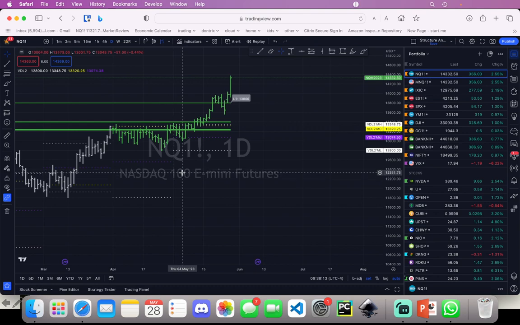So any pullback is a buying opportunity, right? Any pullback into our level one is a buying opportunity. Sometimes the level one could break, and then up to level two it can pull back. But any pullback towards this level one is a buying opportunity for the long term.